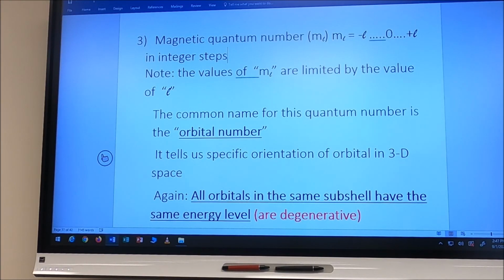It's kind of like giving you your hotel room number. So the shell number is like saying I'm in the Holiday Inn. The subshell number is I'm on the second floor. The magnetic quantum number says I'm in room 30 on the second floor. Okay? So you're getting more specific in your addressing, telling you where things are. All orbitals, again, in the same subshell have the same energy and are degenerate.